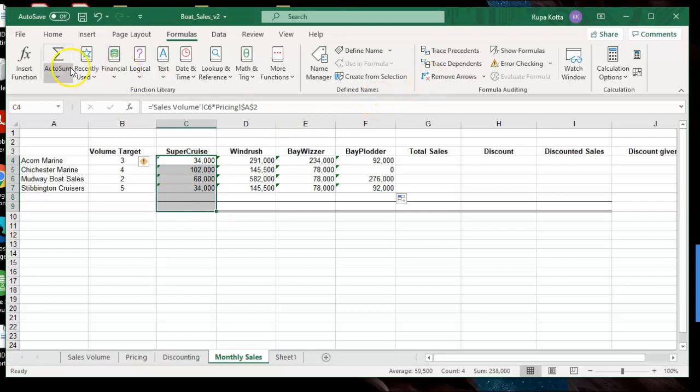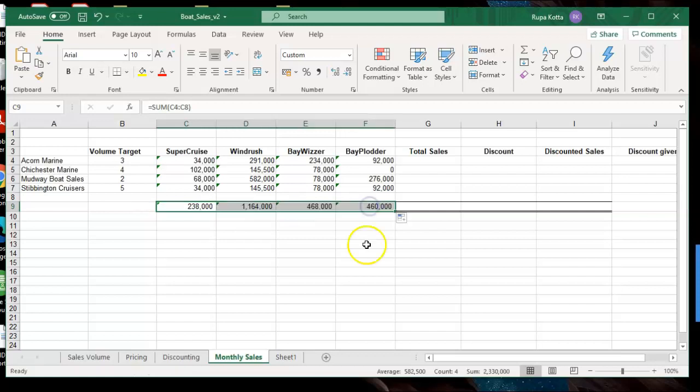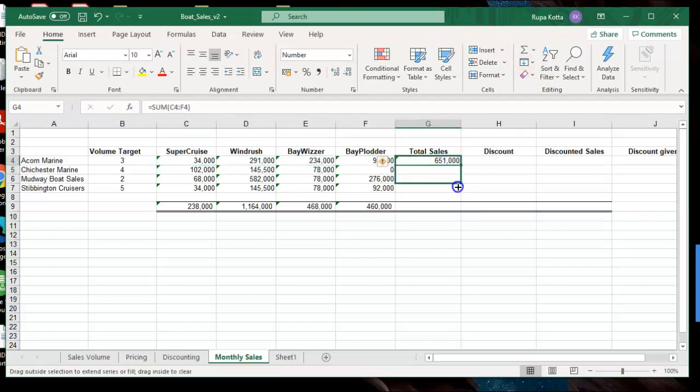Select everything and press your sum sign from the formulas or sum sign from the home. Both of them will do the same thing. And it has given you the total. Copy paste this total up to Bay Plodder. Same here, total customer sales now. Highlight everything up to the cell where you want to display the sum and press sum. And then copy paste up to the end. Do a total sale here also. So in total this business has made sales of 2,330,000.